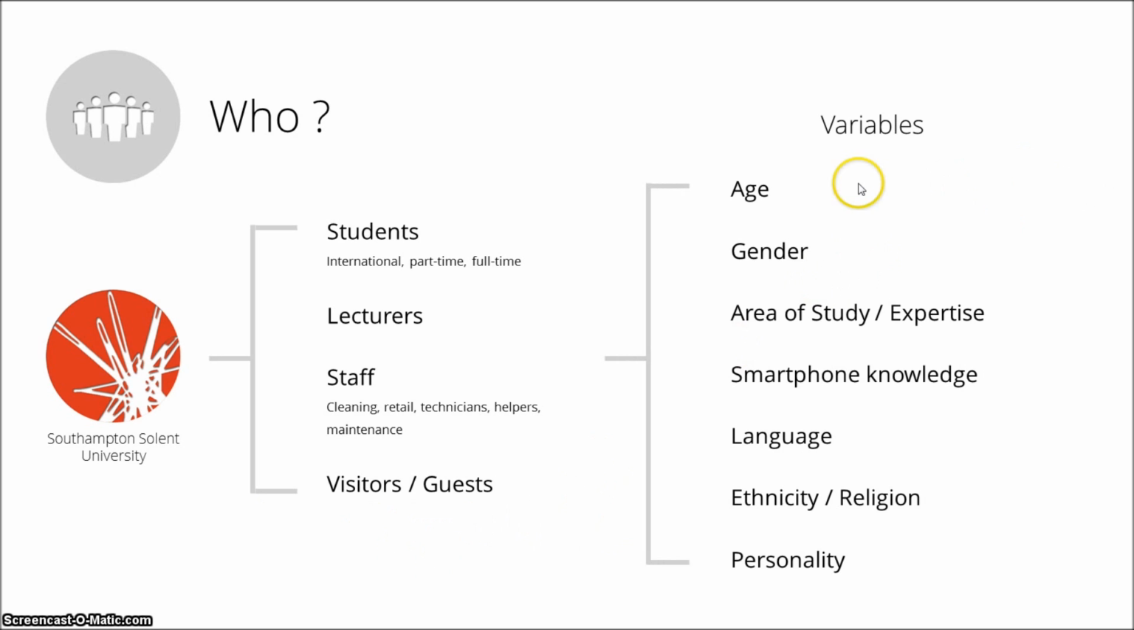This can include things such as age, gender, their area of study or their expertise, what previous knowledge they'll have, whether they have a smartphone or not, their language, their ethnicity or religion, and also what sort of personality they are.